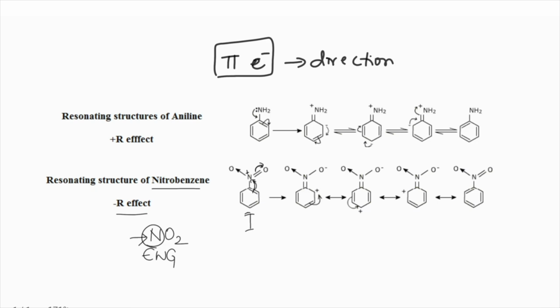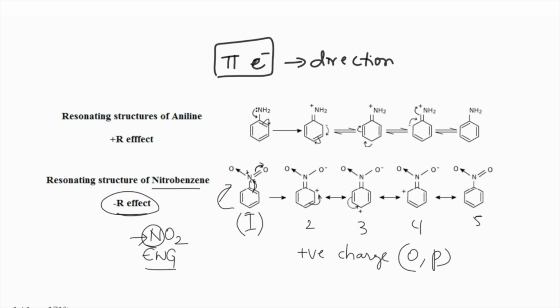Hence we get various structures like this: 1, 2, 3, 4, 5. As we can see, the electrons from the ring are moving towards the group attached to the benzene ring. Such an effect is called the minus R effect, and accordingly on the benzene ring we observe positive charge. Positive charge is observed at which positions? Ortho and para positions again. These are called electron withdrawing groups or minus R groups, or OP non-directing groups. Such an effect is considered to be the minus R effect.